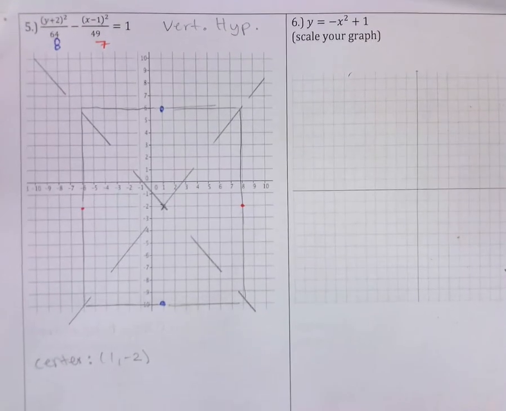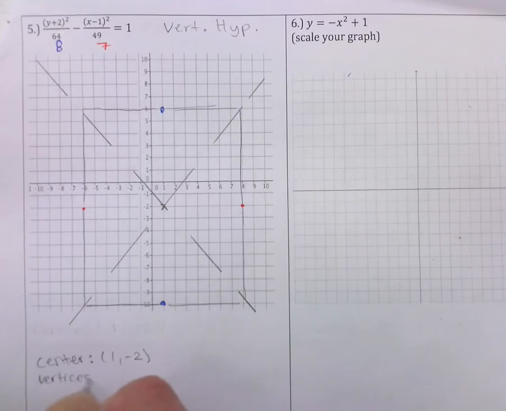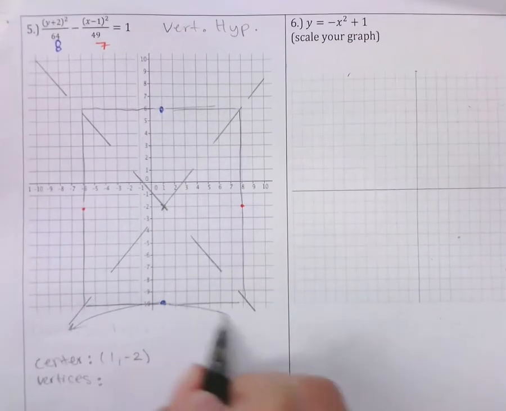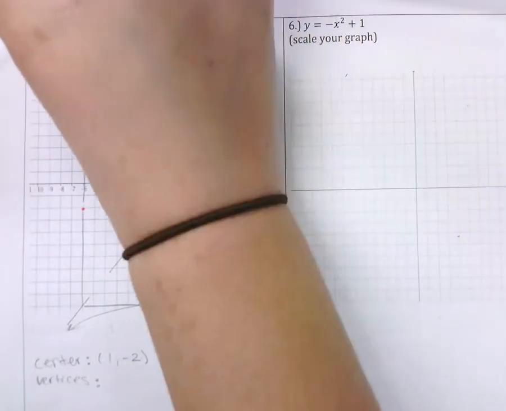Which points are the vertices? The 2 dots at the end. The blue ones. Yeah, the blue ones. And then this one, and this one.